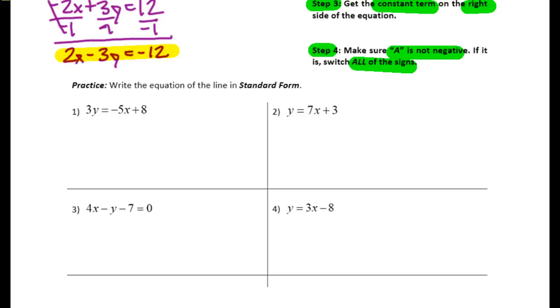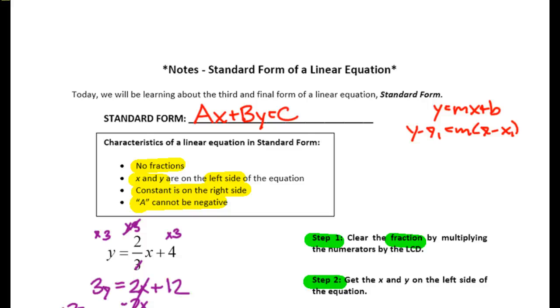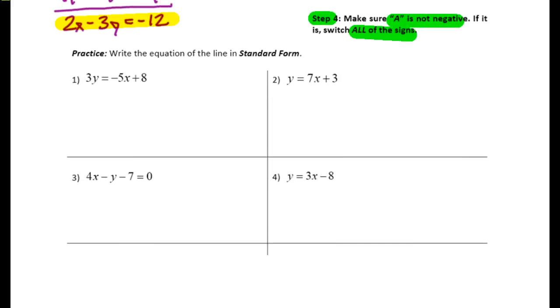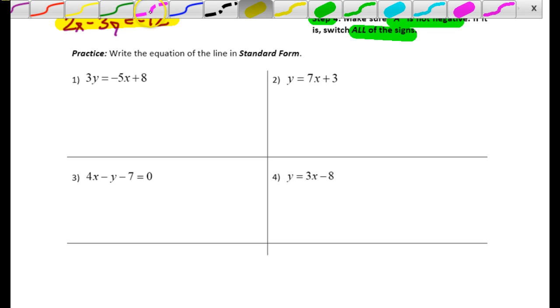So, here's what we're going to do here. We'll do some practice together. Okay? We'll do a little bit of practice together, and then I'll give you some answers to check. Alright? So, let's try number 1 here. 3y equals negative 5x plus 8. Alright, now you have the steps on your paper, but go through the steps. Soon you'll actually memorize them, because that's what you'll have to go through in your mind. Okay? Alright, 3y equals negative 5x plus 8.